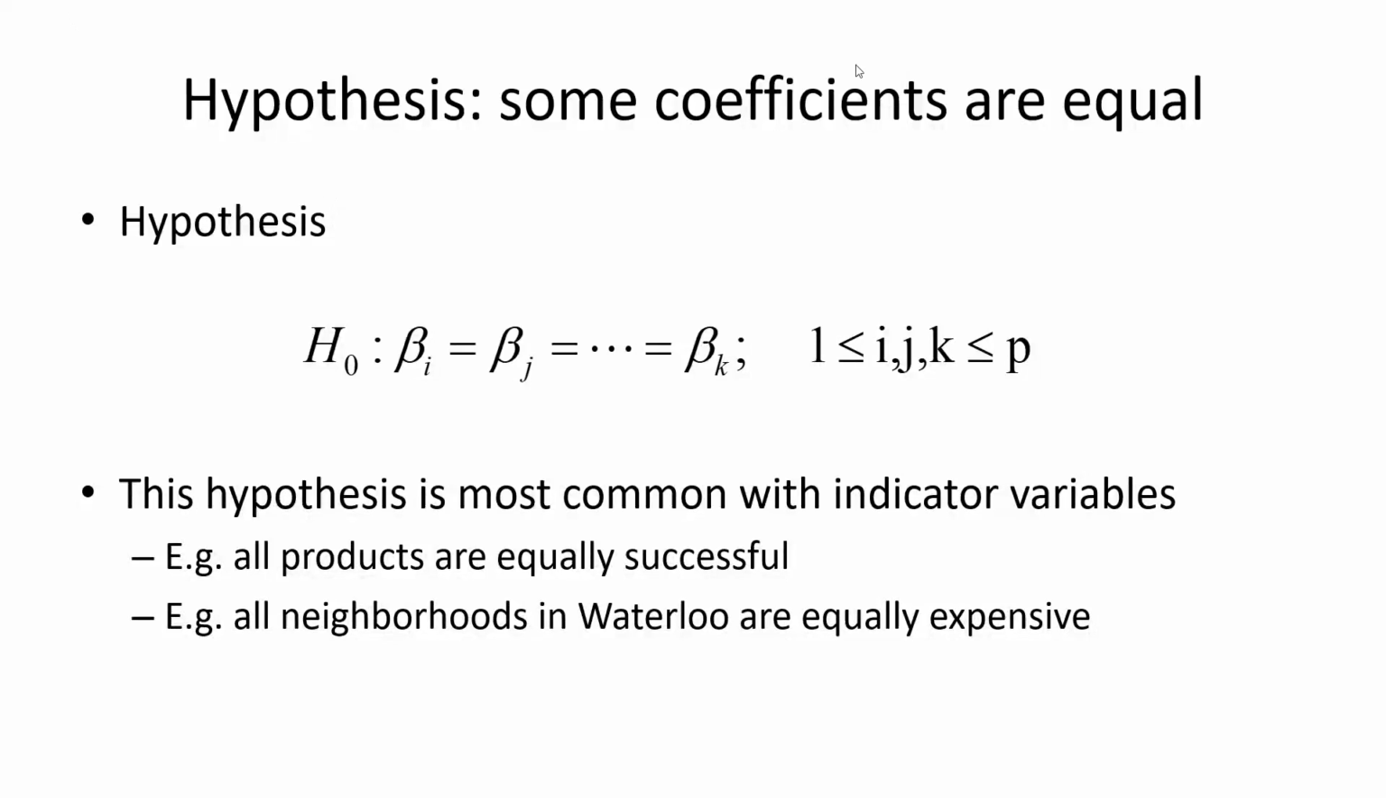So we're now looking at another hypothesis, a joint hypothesis, and this joint hypothesis is that several of the betas are all equal. This hypothesis is most common with indicator variables, and so it's useful, for example, if all products are equally successful, or all neighborhoods in Waterloo are equally expensive, or something like that.